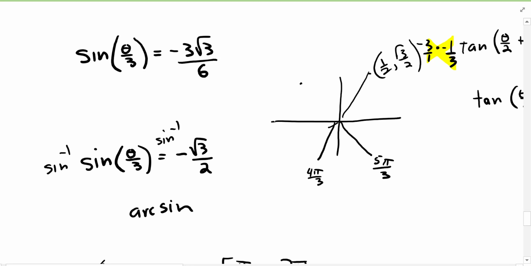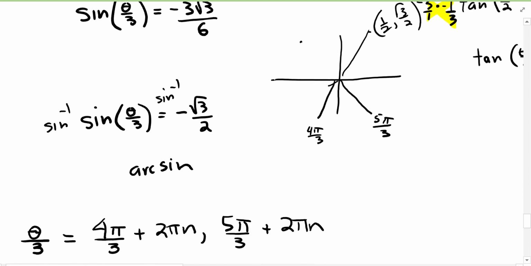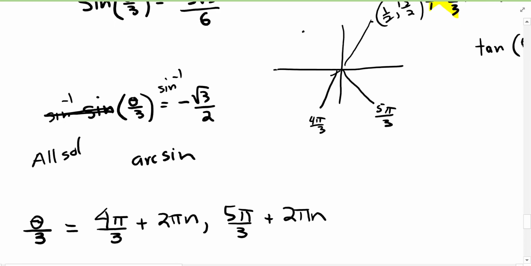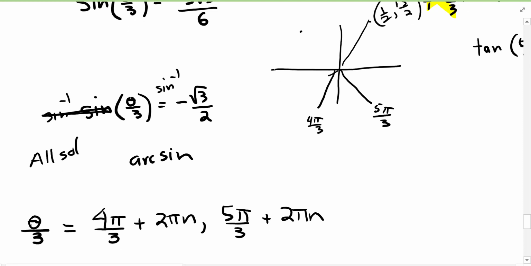All I said was we're going to take the arc sine of both sides. And when we do that, that goes away, leaving theta over 3. And we have 4 pi thirds plus, remember, we're finding all solutions, so since this is sine, we have to add 2 pi n. So 5 pi thirds plus 2 pi n. But that's for one third of theta.